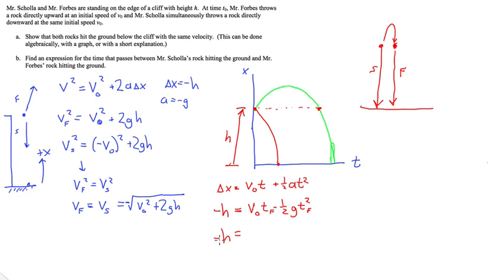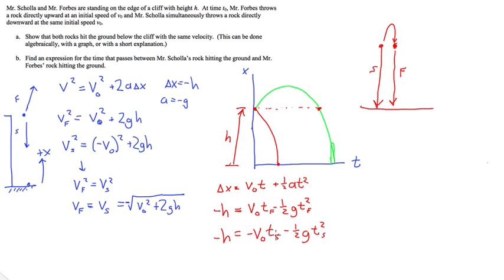Now the difference for Shola is his rock goes through the same displacement. For displacement, what matters is the difference between your ending point and your starting point. So the displacement for Shola's rock is the same as the displacement for Forbes's rock. In fact, that was the fundamental thing that made this part work. Even though Forbes's rock does this extra up and down, the total displacement is still going to be the same. So for Shola, he's throwing his down, so his initial velocity is negative v naught tS, and then it's also going to be minus 1/2 g tS squared.